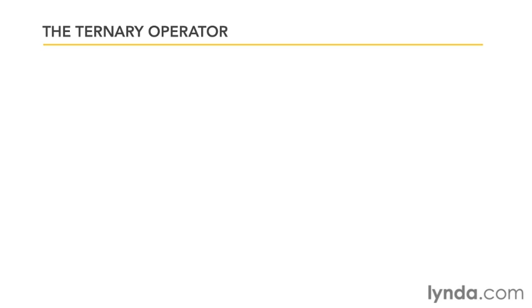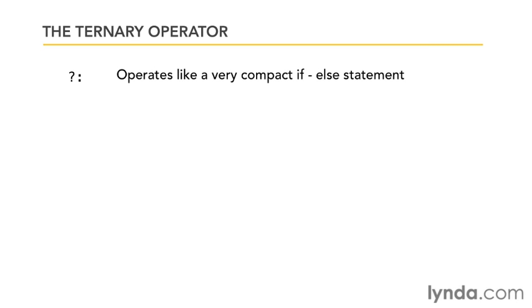There's also an operator called the ternary operator. Now, most operators we've seen so far are binary operators. So for addition, for example, you have two operands that are being added together. The ternary operator works a little bit differently. It actually has three operands, and it's written using the question mark and the colon. It operates as if it were a very compact if-else statement.